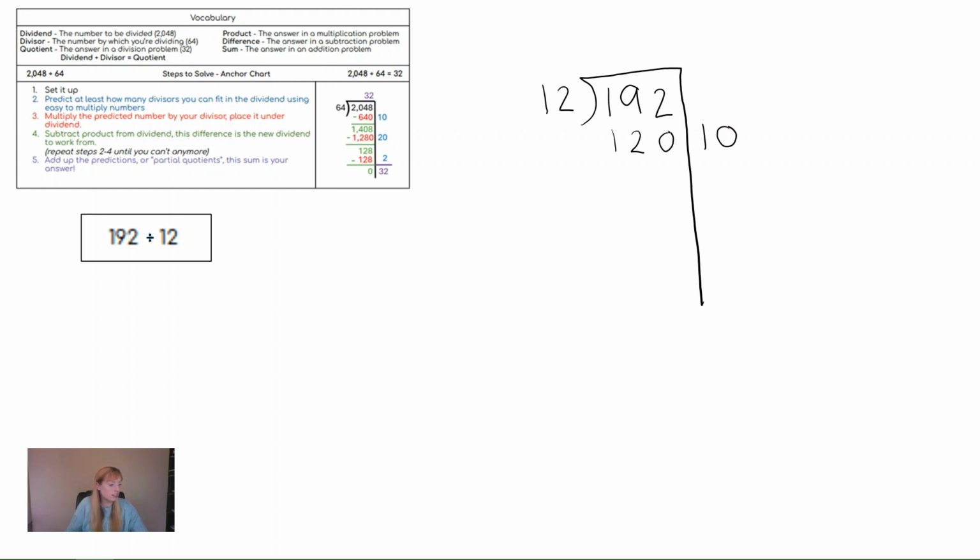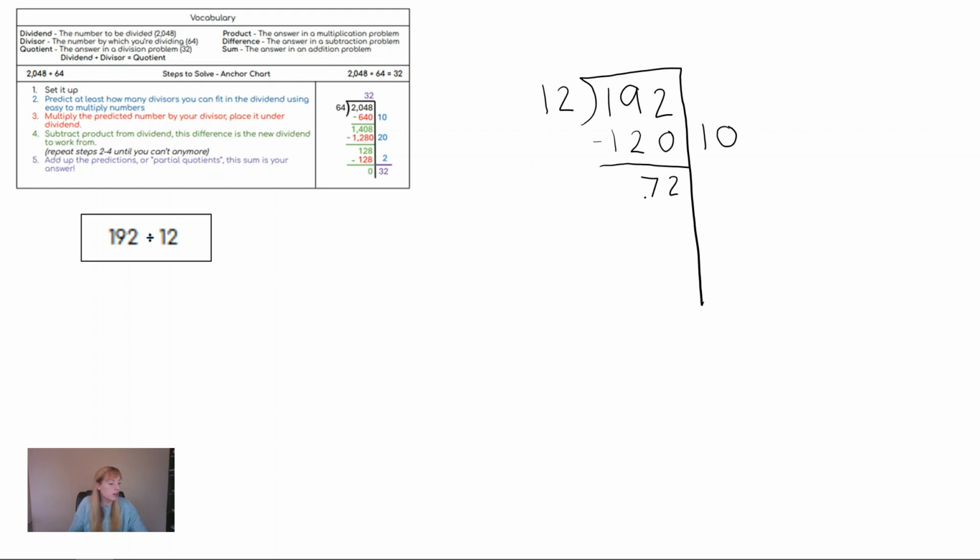Next, step 4, subtract that product, 120, from the dividend. This difference will be my new dividend to work from. All right, 2 minus 0 is 2, 9 minus 2 is 7, and 1 minus 1 is 0. So that leaves me with 72 to work from. I'm going to repeat the steps because 72 is greater than 12, so I need to keep going.